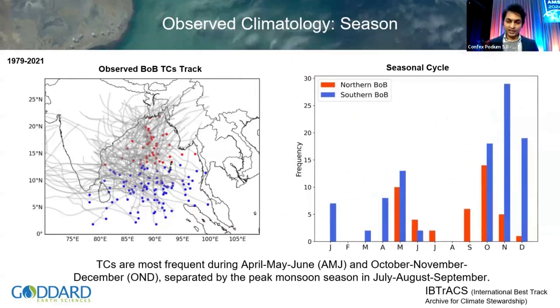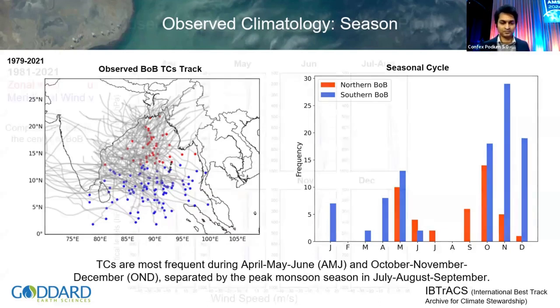But what if we divide this based on the genesis location, where red is the northern Bay of Bengal tropical cyclones and blue is the southern Bay of Bengal tropical cyclones? As you can see, northern Bay of Bengal tropical cyclones are more active, similarly, in both the pre-monsoon and post-monsoon seasons, whereas the southern Bay of Bengal tropical cyclones are mostly active in October, November, December, while in the pre-monsoon May, June period, they are a little bit weaker.